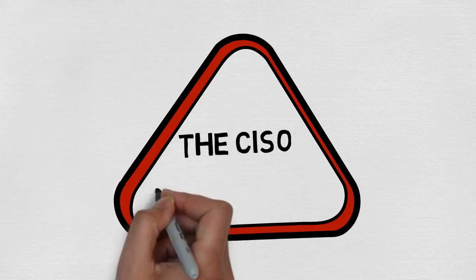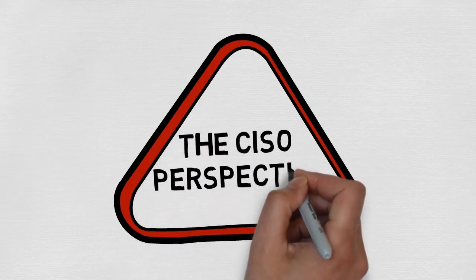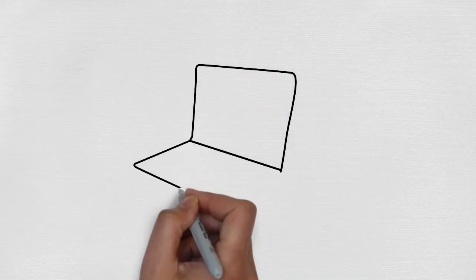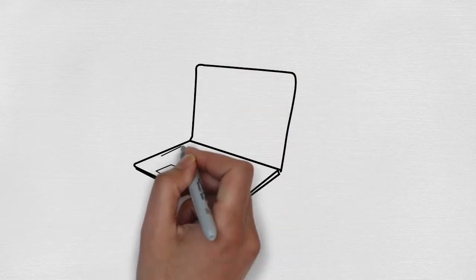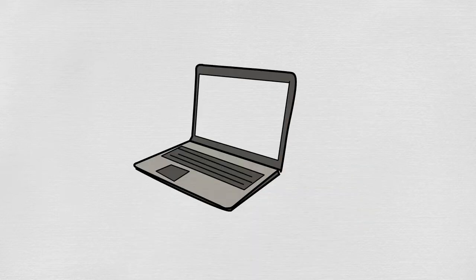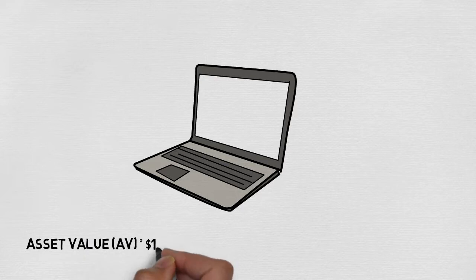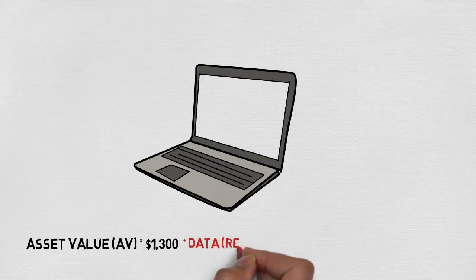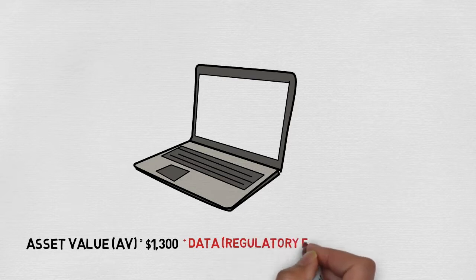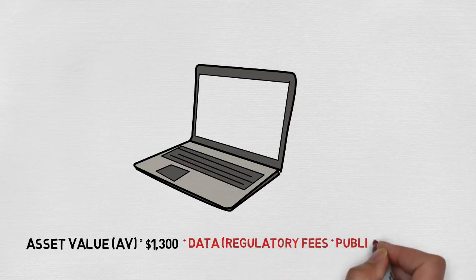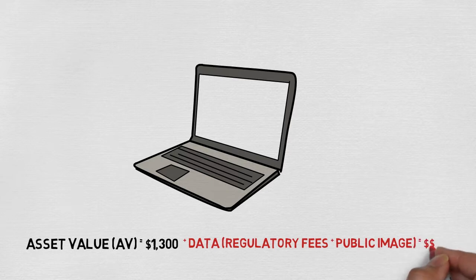The CISO perspective. A good security program always documents and measures the qualitative and quantitative risk around the business. When calculating risk, it's important to not just consider the physical assets, but the value of the data as well. Oftentimes, the data is much more valuable than the cost of the physical asset. Losing your $1,300 laptop is one thing, but losing your laptop that contains credit card or healthcare information could cost you thousands more in regulatory fees and public image.